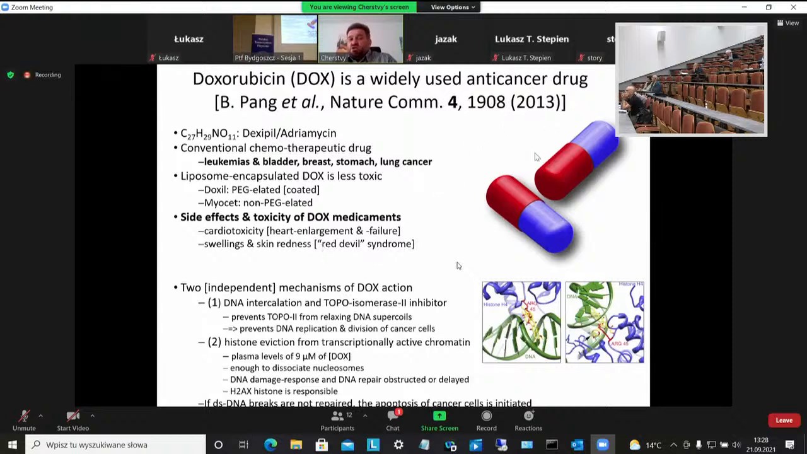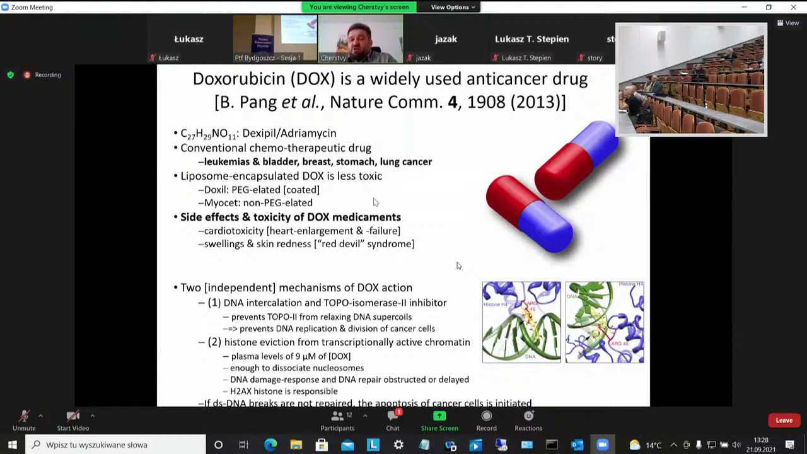Let me give you a short introduction to doxorubicin. This is a ubiquitous anti-cancer drug, which is used to treat several cancer types like breast, stomach, and lung cancer. It has, however, several side effects like the red devil effect, red skin effect, and heart failure. So people have used this drug for many decades, but still, due to these side effects, it should be processed and delivered in a certain way.